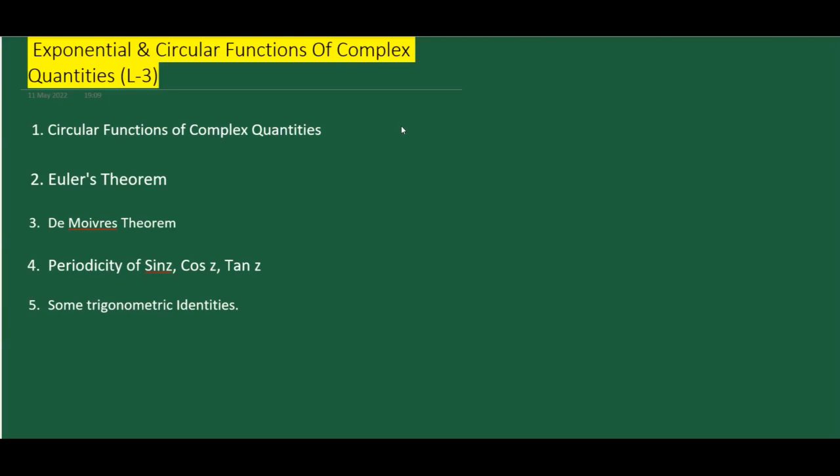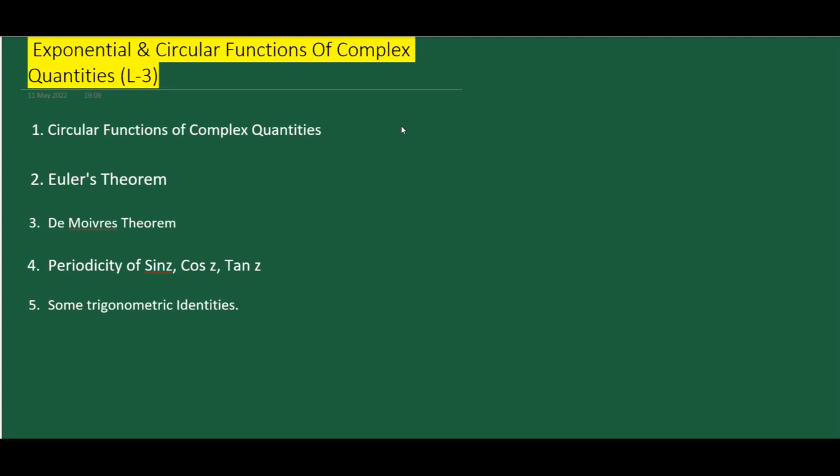In the last lecture of this series, we discussed exponential functions of complex quantity and learned how to represent exponential functions of a complex number. In this lecture, we will discuss circular functions of complex quantities, such as sine of a complex number, cos of a complex number and tangent of a complex number, and we will give their representation when the argument is a complex number. Next we will extend all these definitions to prove Euler's theorem.